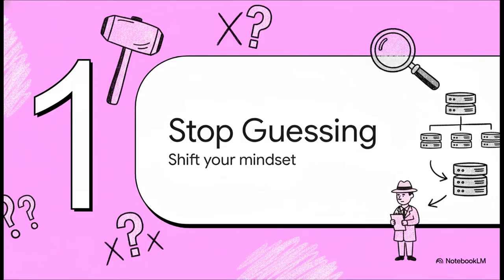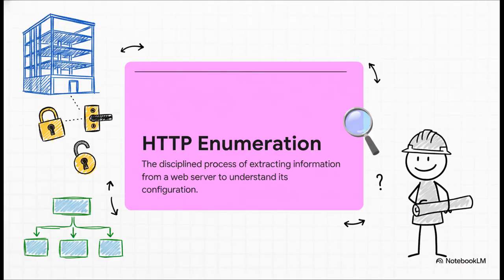All right, first things first, we have to stop guessing and start reading. This is all about that fundamental mindset shift, from being a blunt instrument to becoming a sharp, analytical investigator. So what is HTTP enumeration really? When you do it right, it's a disciplined process. We're not just jiggling doorknobs. We are methodically trying to get the blueprints to the building. We want to understand its technology, its configuration, and its potential weak spots. It's this context that transforms random data into intelligence you can actually use.